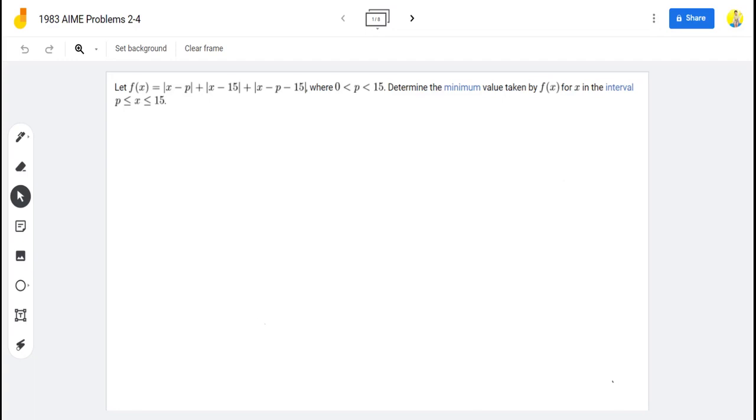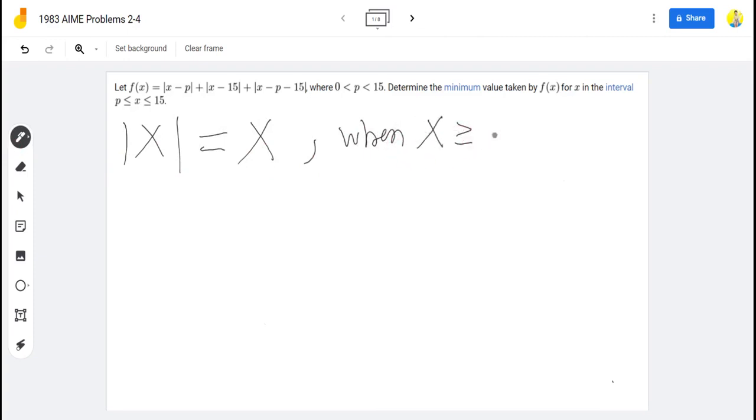So to solve this problem, what do we know first? We know that the absolute value of x equals x when x is greater than or equal to 0. And the absolute value of x equals negative x when x is less than or equal to 0. So how do we solve this problem? We simply see that first, we can simplify all the absolute values, take them out.